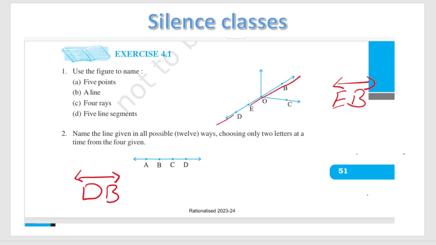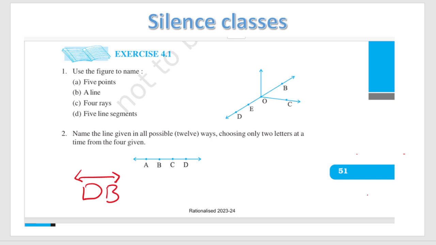E is also moving further and D is also moving further. If I write D and E and represent it like this, this means it is correct, because it is moving further. There are more lines like this: D and O, we can write, B and O, we can write.